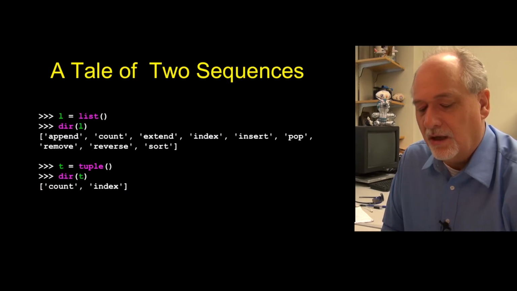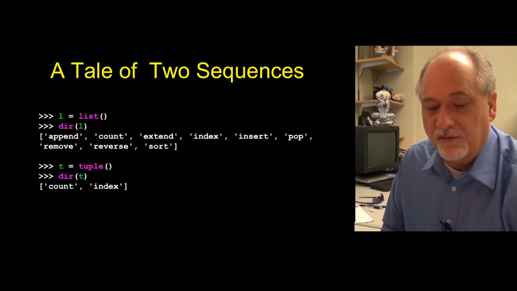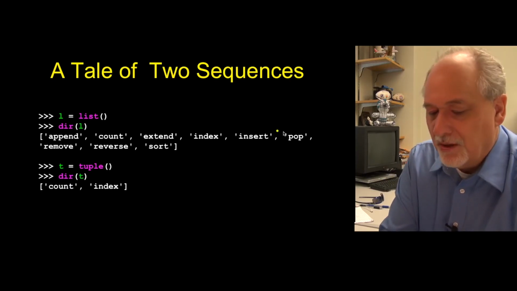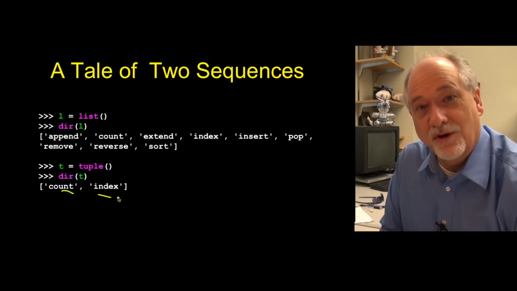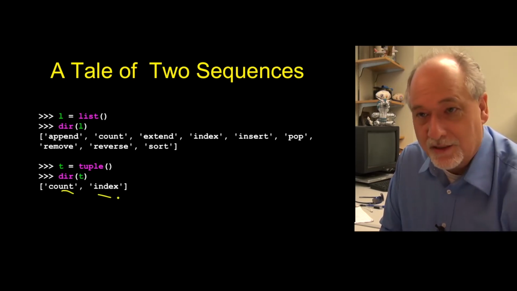And so you can take a look at the kinds of things that are inside, the methods that are part of each list: append, count, extend, index, insert, pop. Many of these are modifying, and then count and index are the only ones that work for tuples. And so tuples are limited lists.